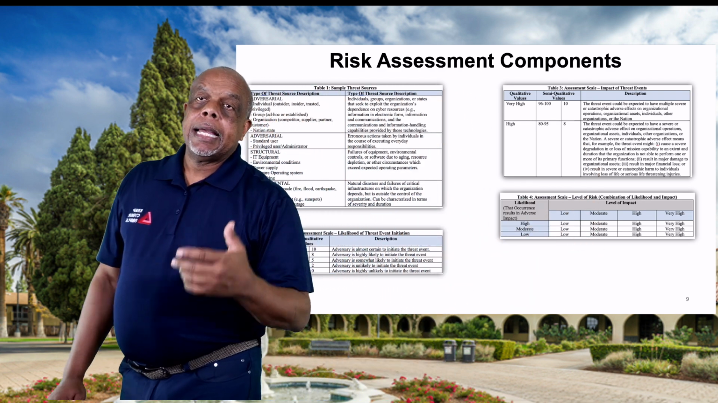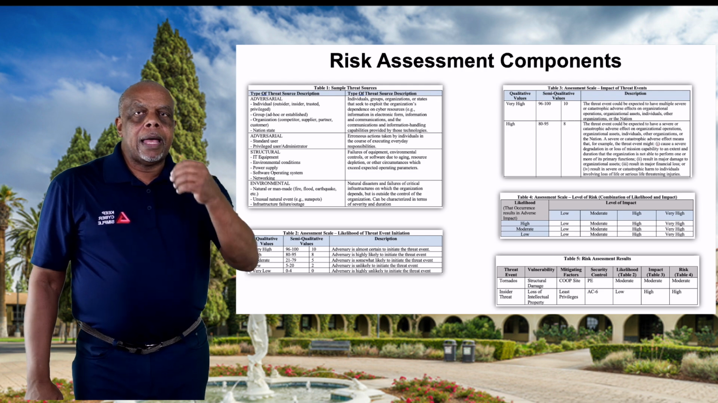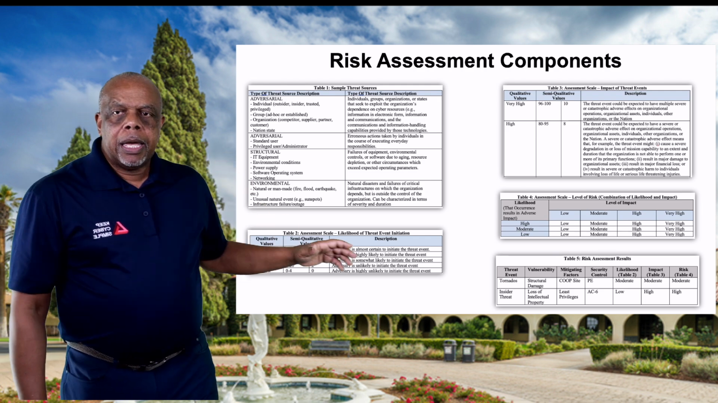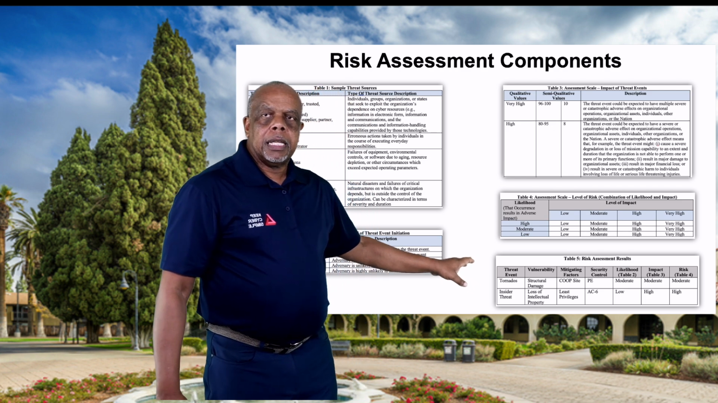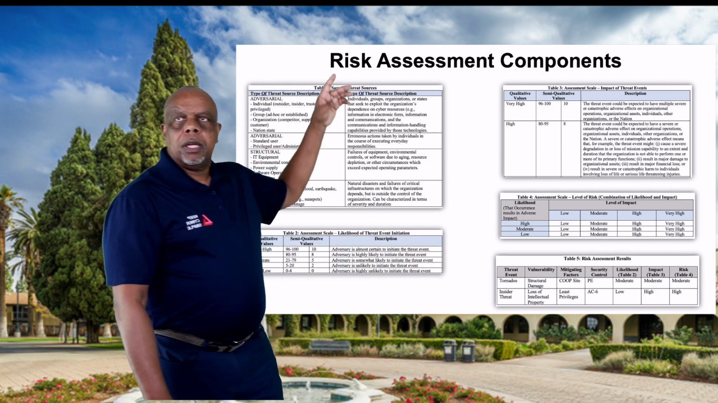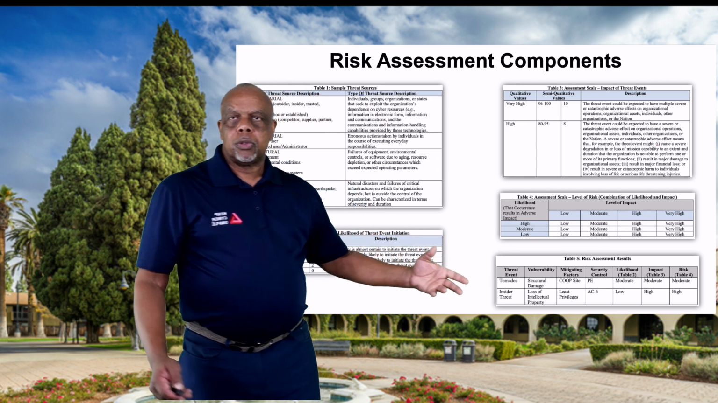Gives you a high level of impact. So I've got different tables that I work. Now when I finish, I can have my risk assessment results. And really this last one pretty much tells me everything that I need to know about this event. Let's say I look at my threat event, which comes from table 1. Tornadoes, the vulnerabilities, structural damage.